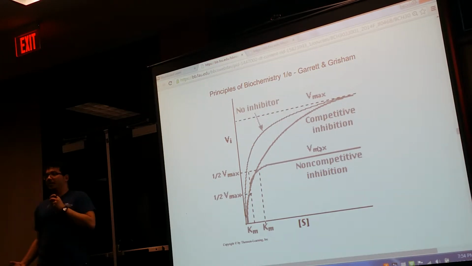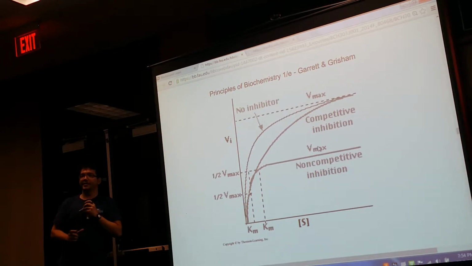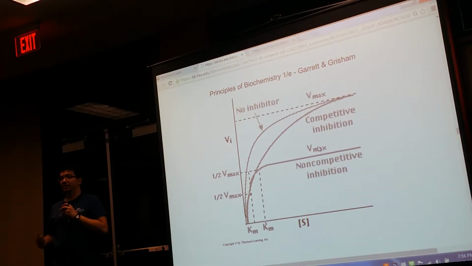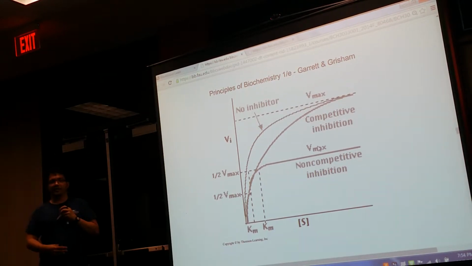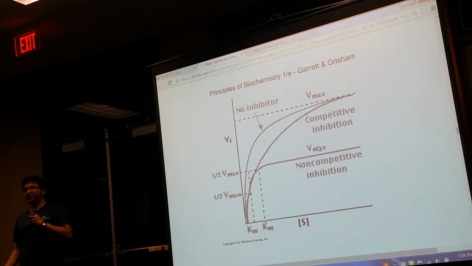So talking about enzyme kinetics, we know that in general, a Michaelis-Menten enzyme has what 2 sites? An active site and an allosteric site. The active site is where the substrate is going to bind. The allosteric site is where certain regulatory factors are going to bind.